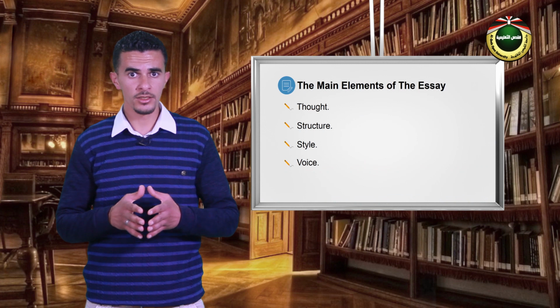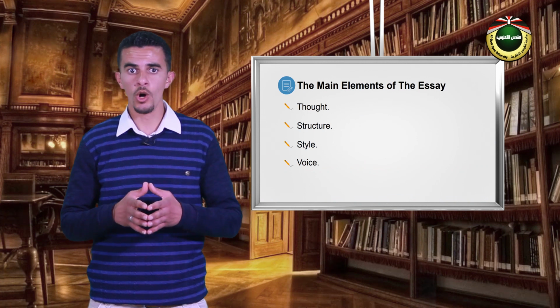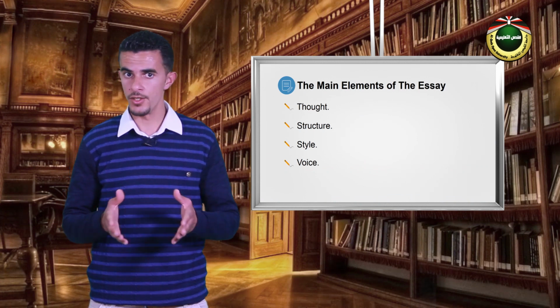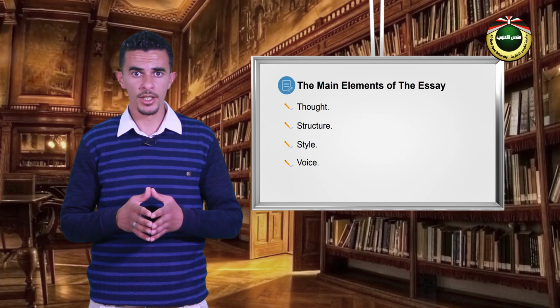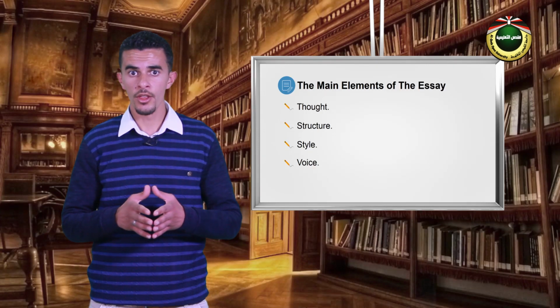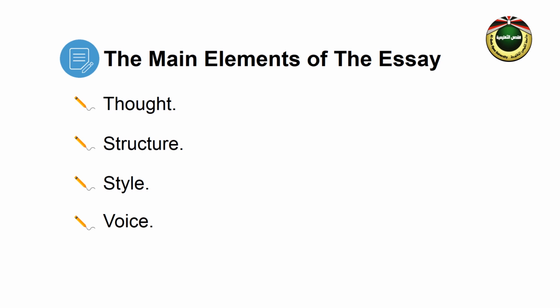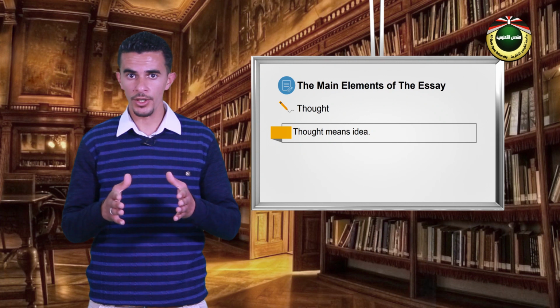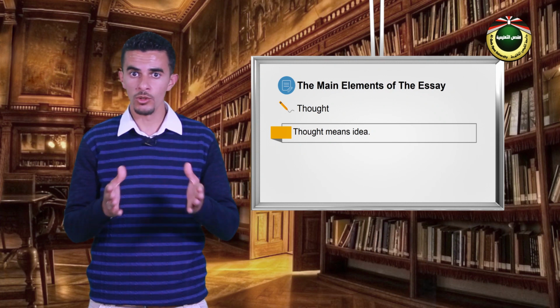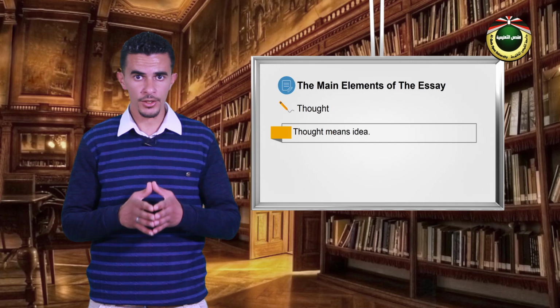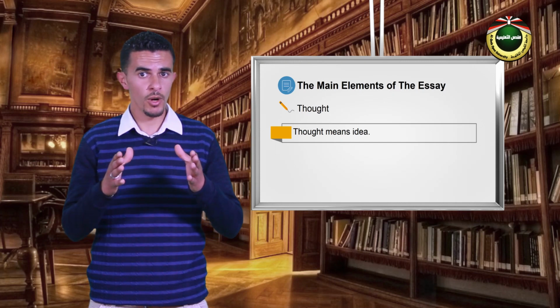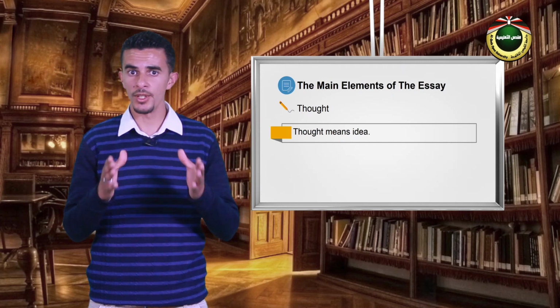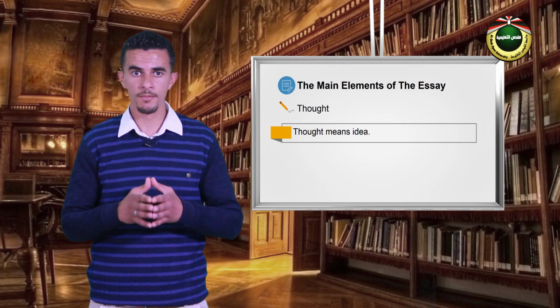After we discuss the main types of the essay, we are going to discuss the main elements of the essay. The main elements of the essay are: first, thought; second, structure; third, style; finally, voice. Thought means idea. The essay, as well as the literary work, gives the prime importance to ideas. The role of the reader of the essay is to understand the implicit and the explicit ideas of an essay.